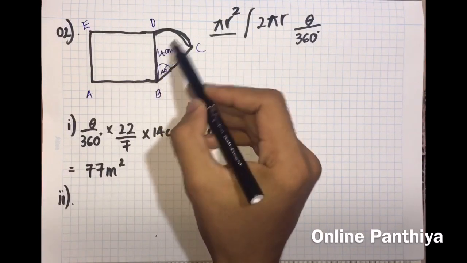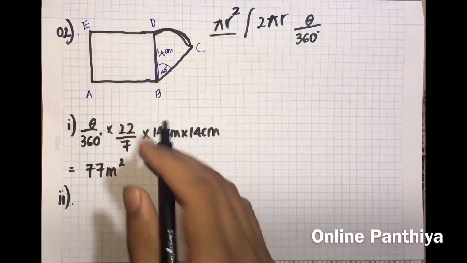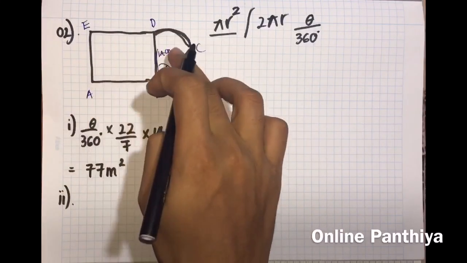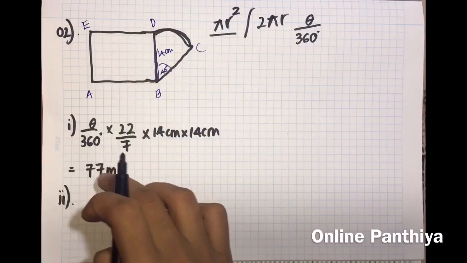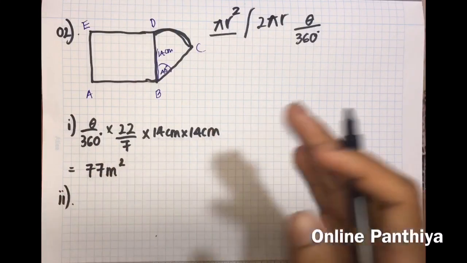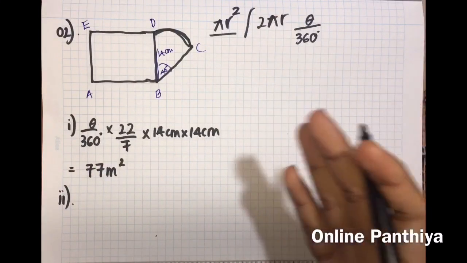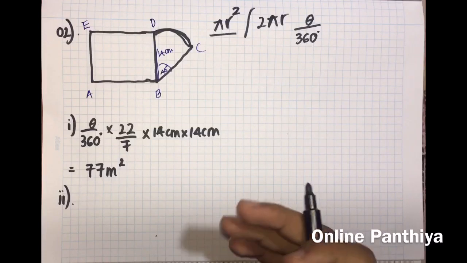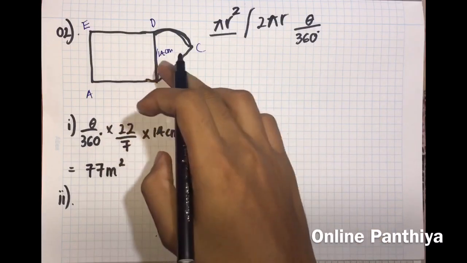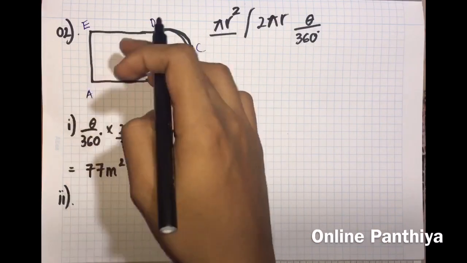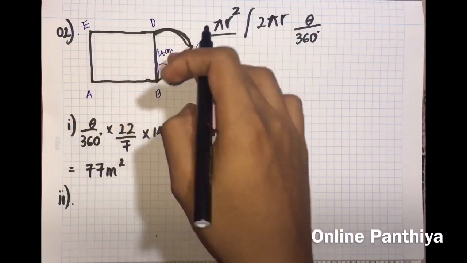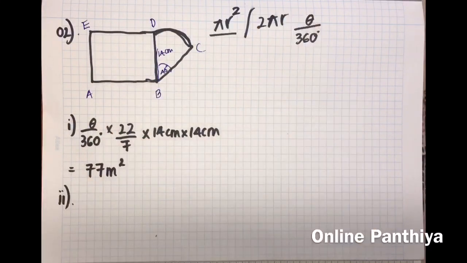That means this area you already know. Now you can find this area. This area is equal to 4 times the area of this. Now if this answer is wrong, that means further all your calculations will be wrong, right? Because see, there is a relationship between this area and this area. So if you get this wrong, all your calculations will be wrong.